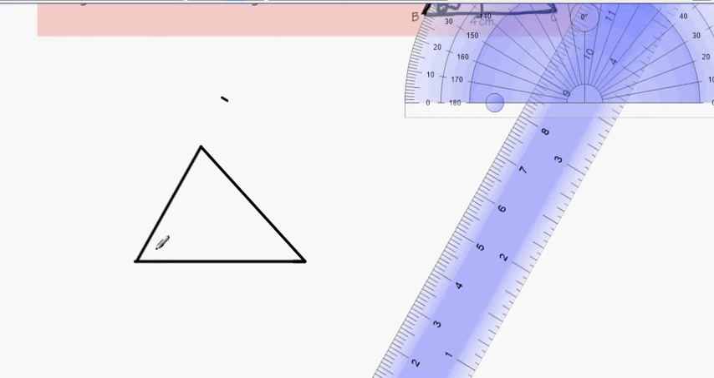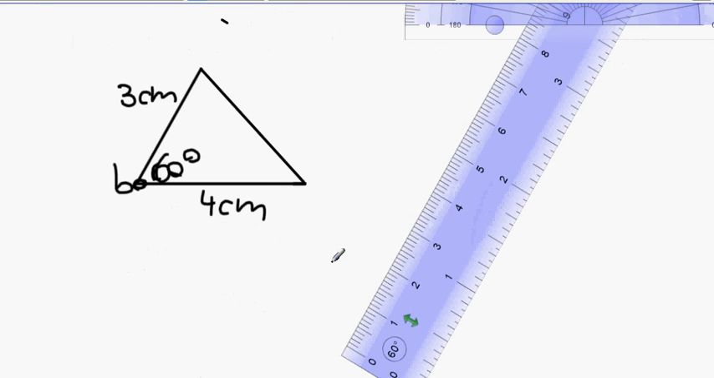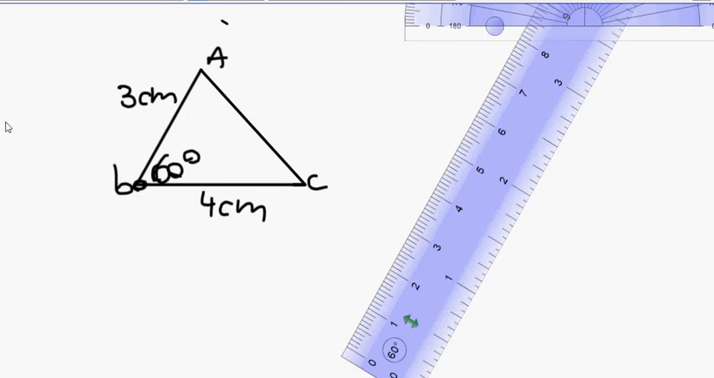Put in your information. This is 60 degrees. This is 4 centimeters. This is 3 centimeters. And also you've got a label. That's B. What's the other one? C. And this one here is A. Everybody happy? Move on. Okay, next type.